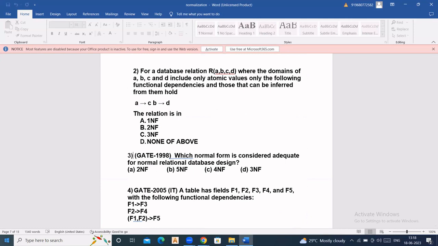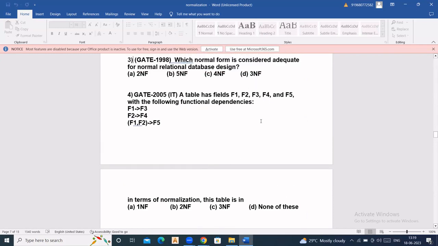Okay, answer question number 3. What is the keyword? Adequate. Then the answer is 3NF. Correct. Okay, next question number 4. See how to solve this type of question. Here they don't have A, B, C, D options. What will you do? Convert it into ABCD form if you have confusion. Instead of F1, F2, write A, B, C, D, E. Then this is your A to C, B to D, AB to the right-hand side. Find the normal form. Solve question number 4.